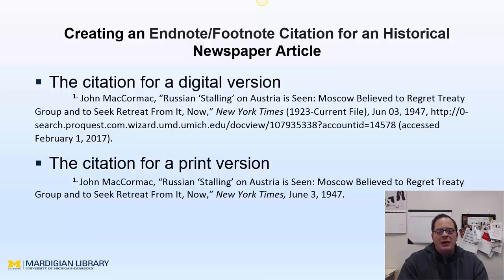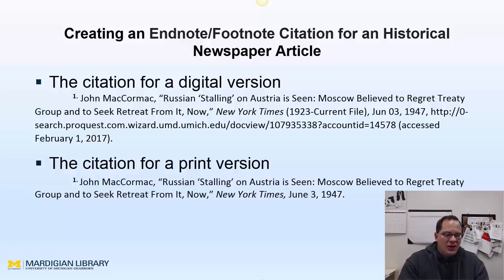Now let's say you found an article from the New York Times from recent times or from current times. Well, you would not have to list many of the things here on the screen. You would not have to list, obviously, that it's coming from the 1923 to current file. You would not have to list the special URL. In the case of finding something, for instance, on the New York Times website, you would list the URL that's at the top of the screen. Okay, so it would be a much more abbreviated version of this citation.